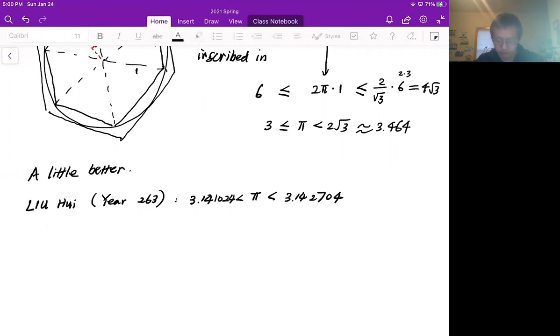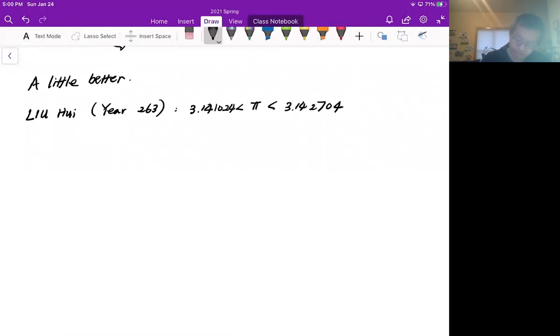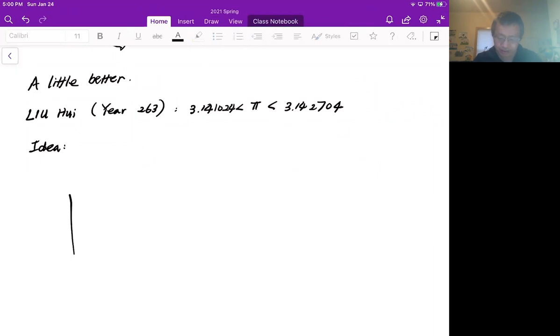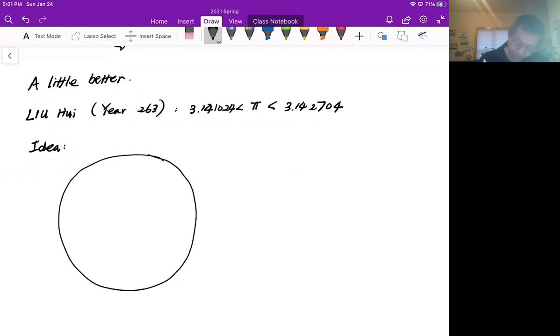Again, today I don't have much time. I just show you the idea. First of all, it's just like the previous picture. I need a regular polygon, that's for sure. But then let's assume that you have a circle, a big circle here.